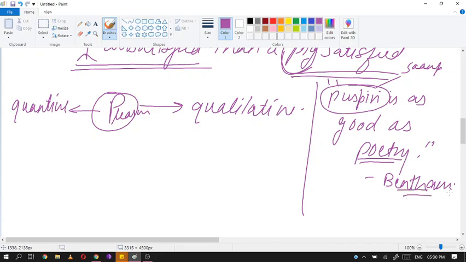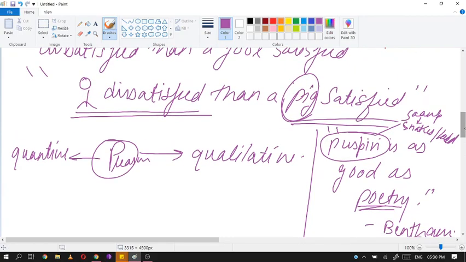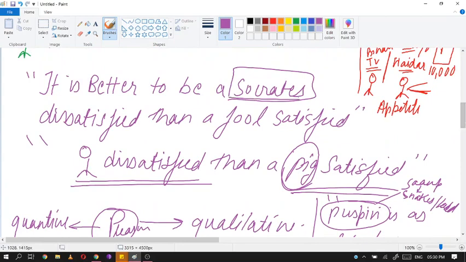This is Bentham. सांप सीढ़ी is snakes and ladder, उस टाइप की चीज है पुष्पिन. Child's game. Okay, they play it with some dice. So it is the same as poetry you are reading. Same. But for him, Mill, it is better to be a man dissatisfied than a pig satisfied. It is better to be a Socrates dissatisfied than a fool satisfied.